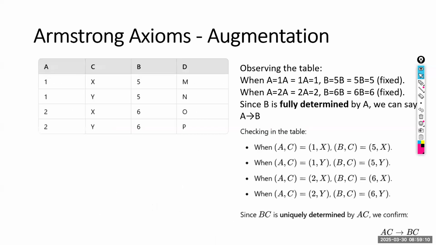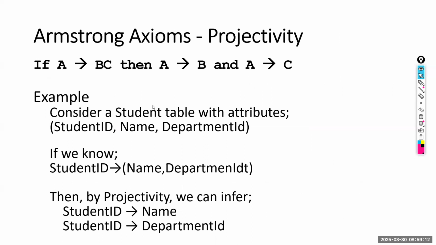Right. So this is an example of projectivity. A determines B and C means A determines B and A determines C. If student ID determines name and department ID.